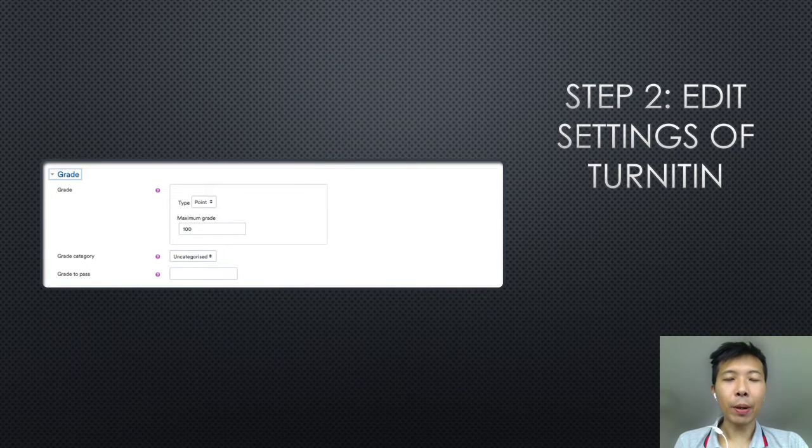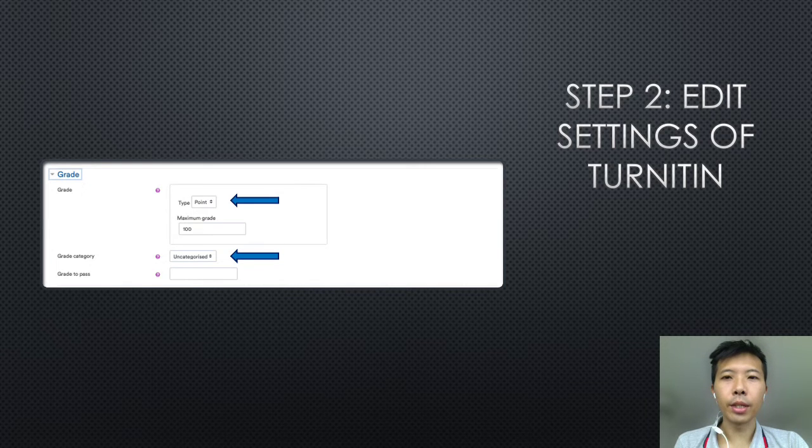Our next panel allows us to do some settings to the grade. First up, the type. You can select point, which is the number out of a maximum grade, or scale, which allows you to choose any grade scales set by your institute, such as fail, first, second. None allows you to give feedback only.